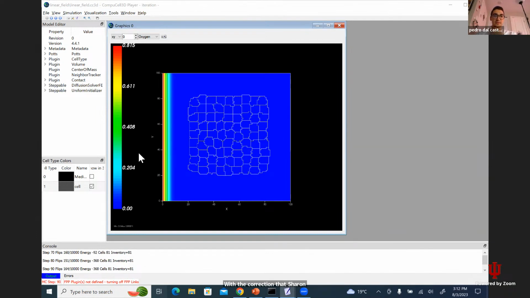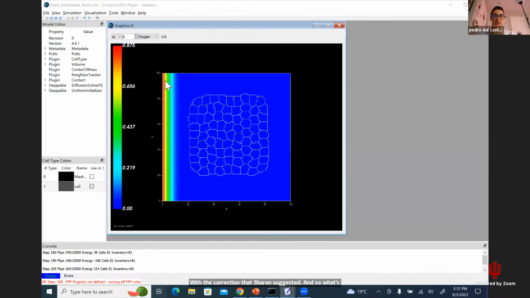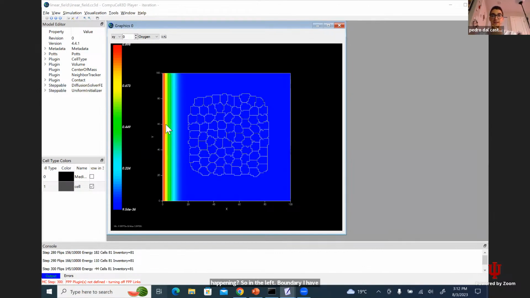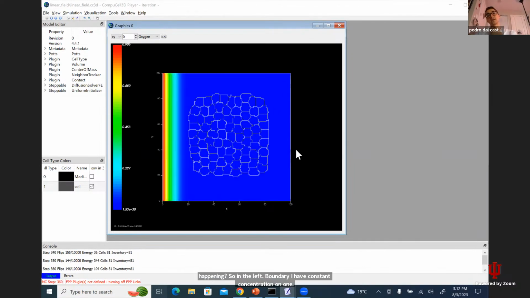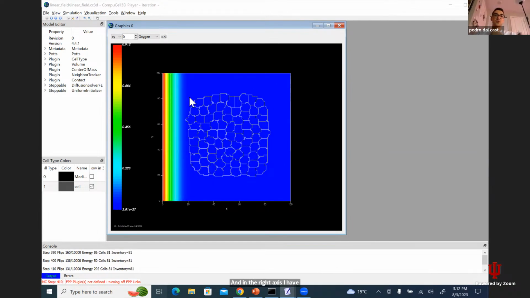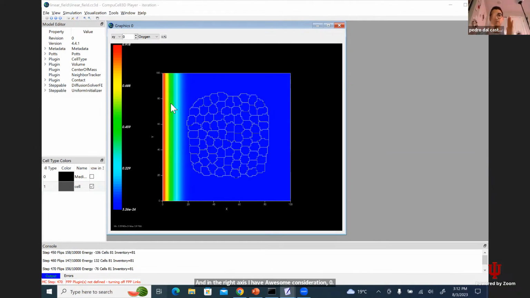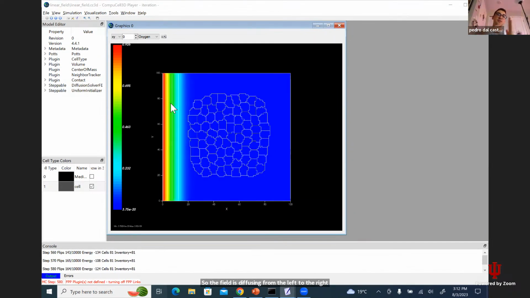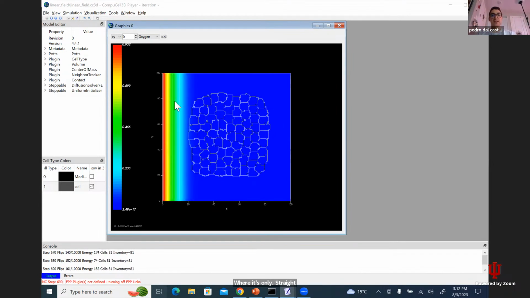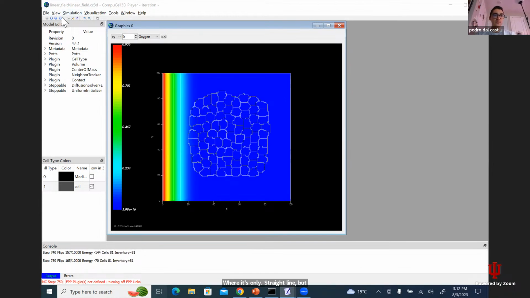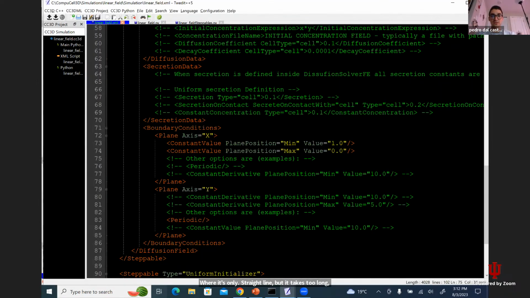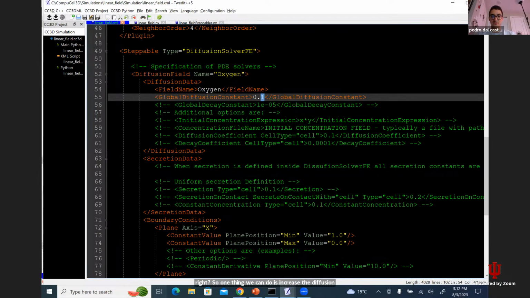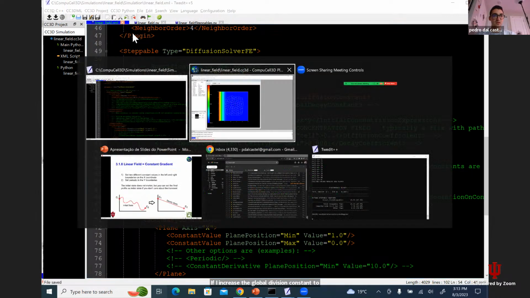So what's happening? In the left boundary, I have constant concentration 1, and in the right boundary, I have constant concentration 0. So the field is diffusing from the left to the right boundary until it reaches the steady state, where it's only a straight line. But it takes too long, right? So one thing we can do is increase the diffusion constant. If I increase the global diffusion constant to, let's say, 10, hopefully it's enough.